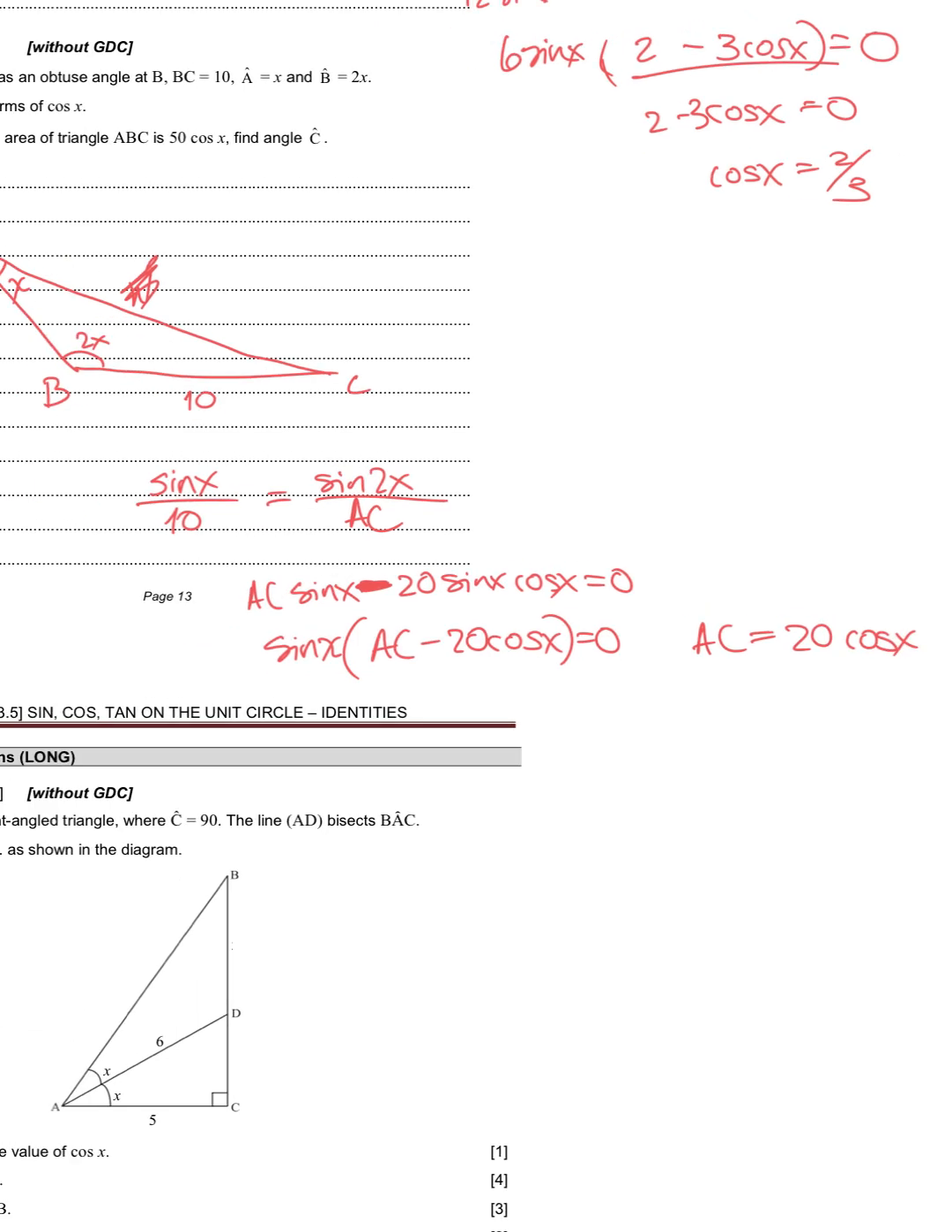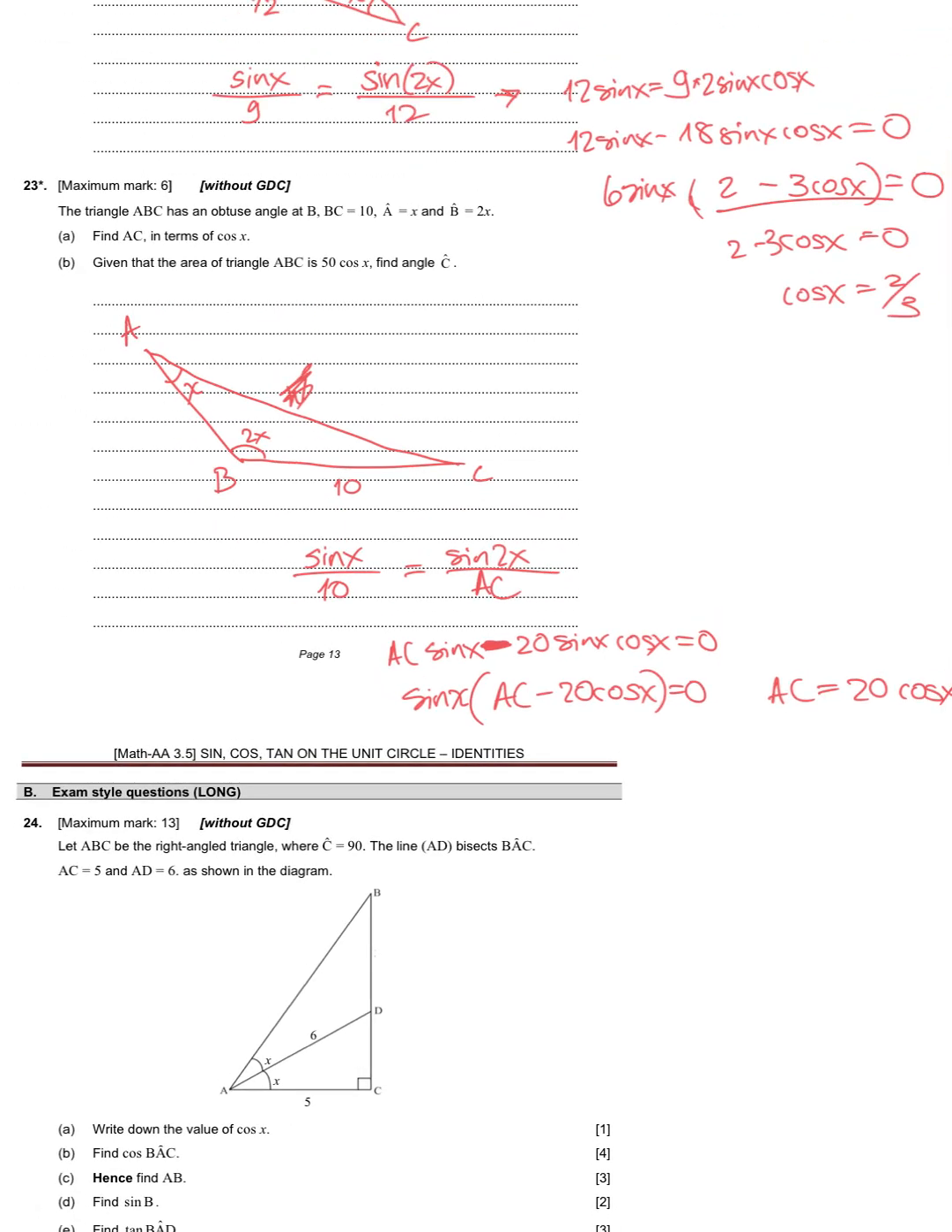Now, for B, given the area of the triangle is 50 cosine x, find angle C.